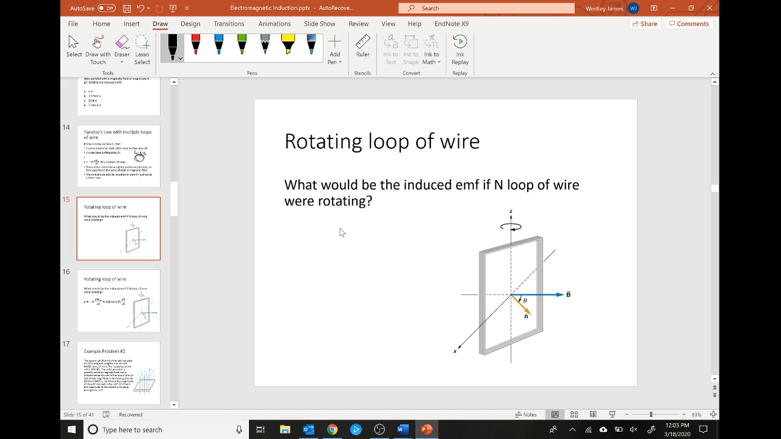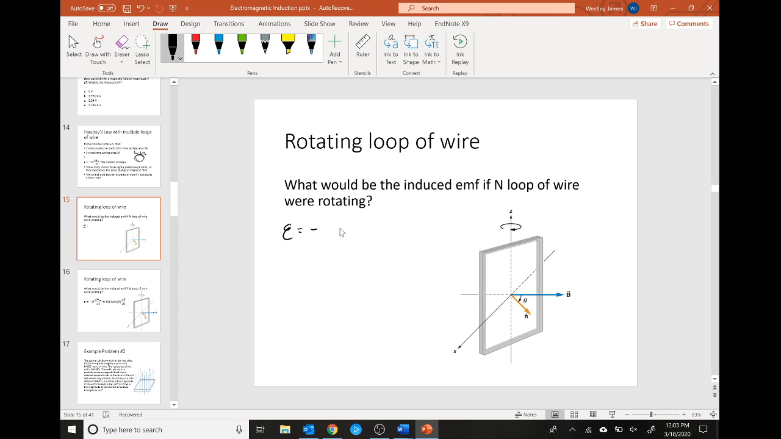So we mentioned there's 3 variables that you can change to get an induced EMF. It was the magnetic field, it was the area, and it is the angle between the magnetic field and the area. I went ahead and told you all that the change in the angle is the easiest way. And so what would it be? So let's go ahead and just derive it.